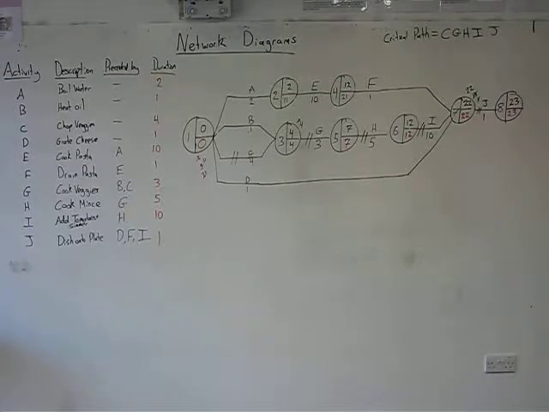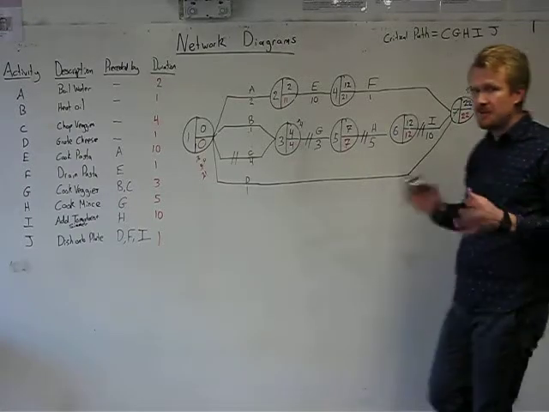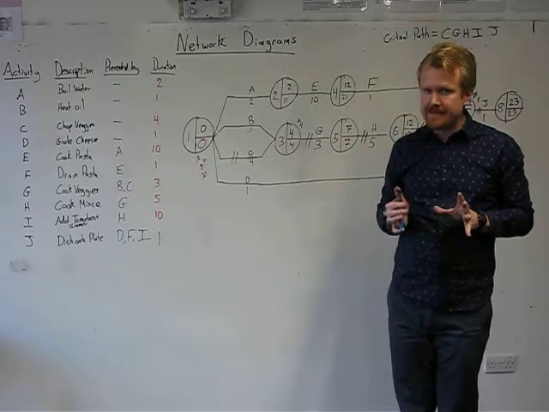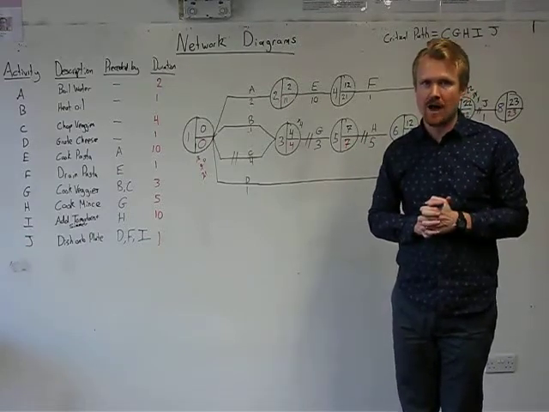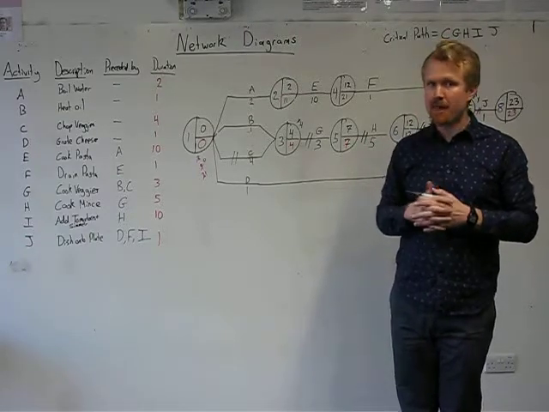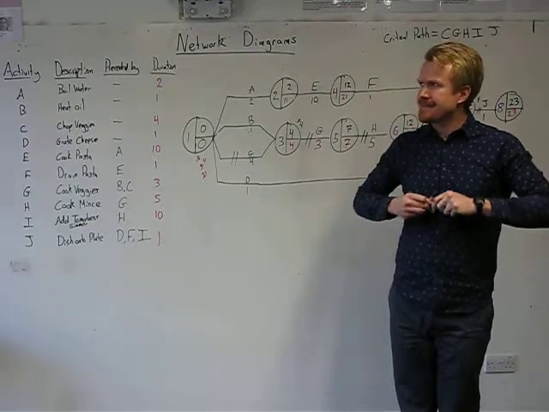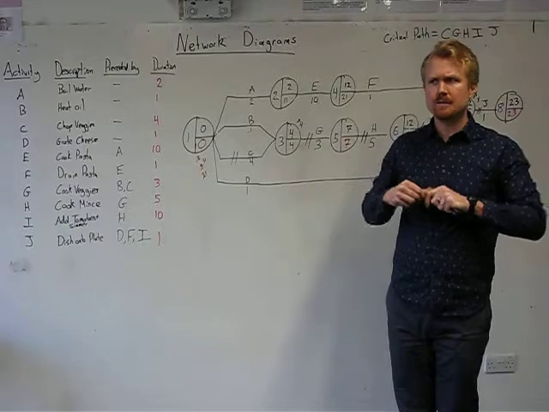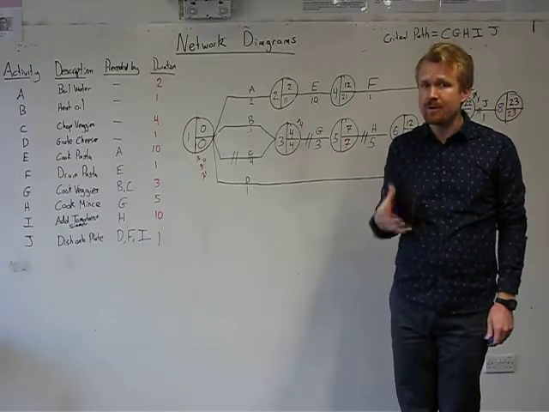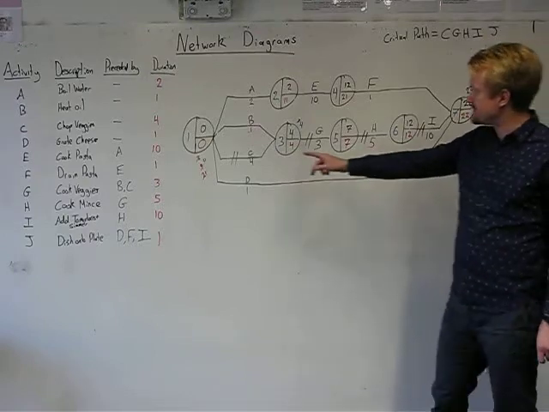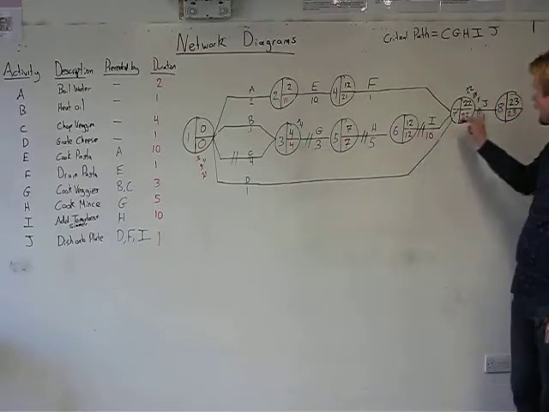Alright everybody, for this video we're going to be looking at this concept of float time in a network diagram. Now float is a very fancy word for describing the amount of time you have slack in a task. And what that means is how much time could you delay that task without it holding up the entire project, right? So we've already identified that the critical path is C, G, H, I, and J.